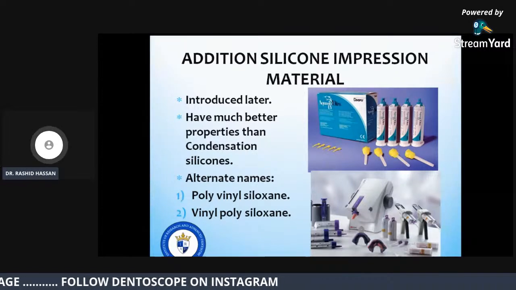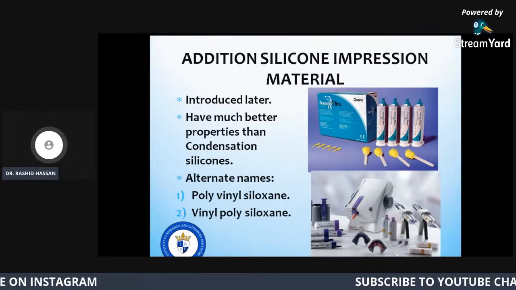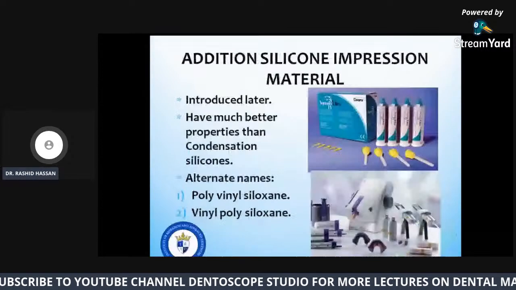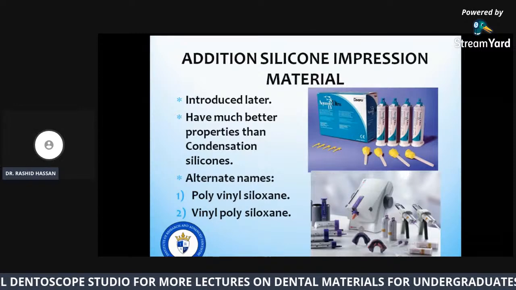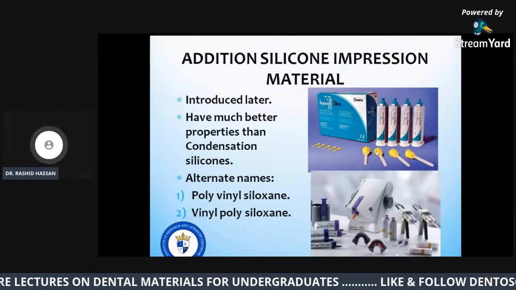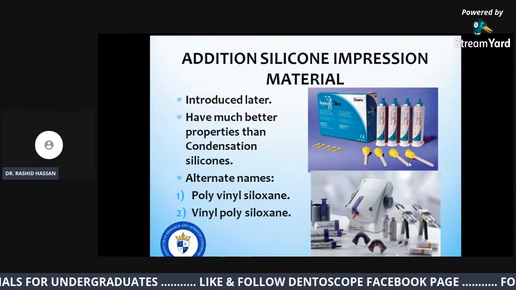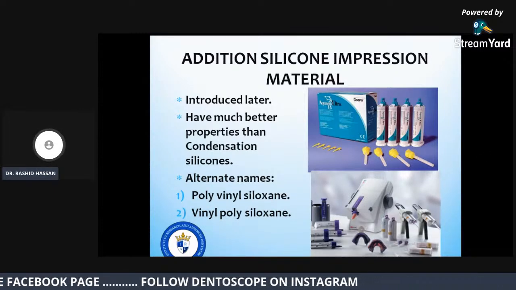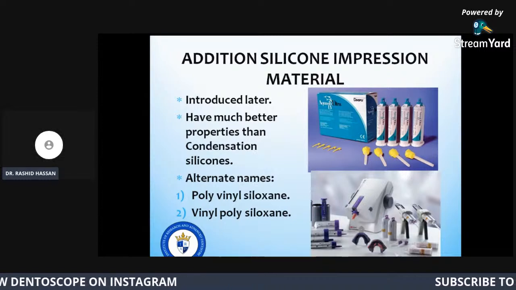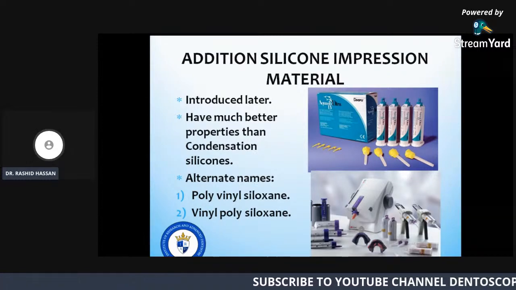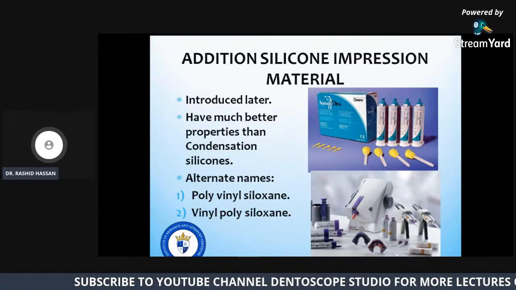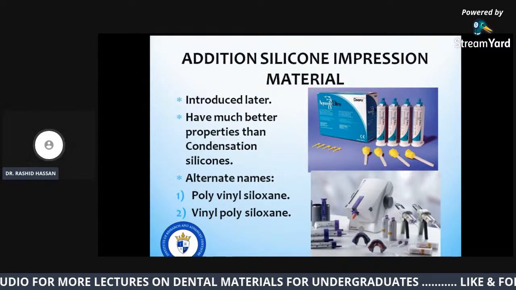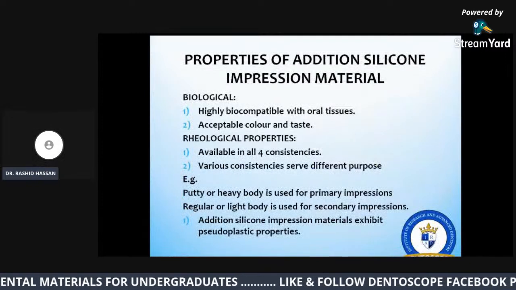So alternatively, this is also called polyvinyl siloxane or vinyl polysiloxane. Here you can see its availability in the cartridge form, and then there are mixing tips. I am going to talk about the different mixing methods for the elastomers, which are very, very important. And I will also put some emphasis on one very important technique for mixing the elastomers, which is a very favorite among the examiners.